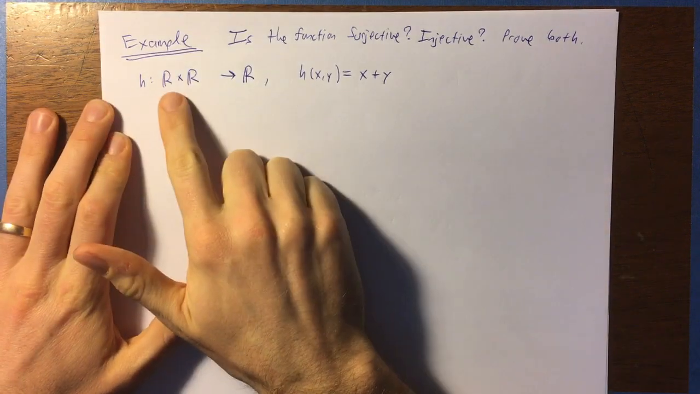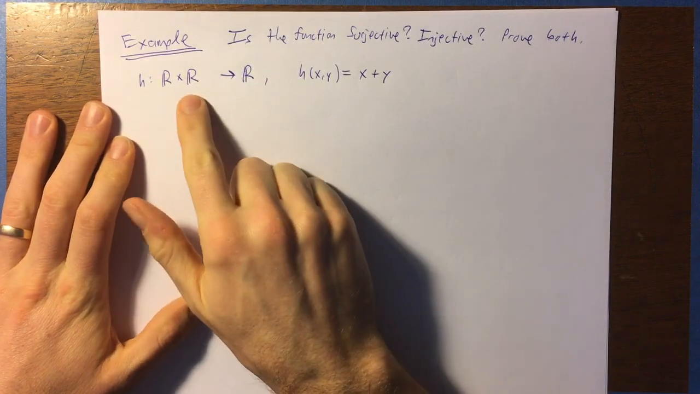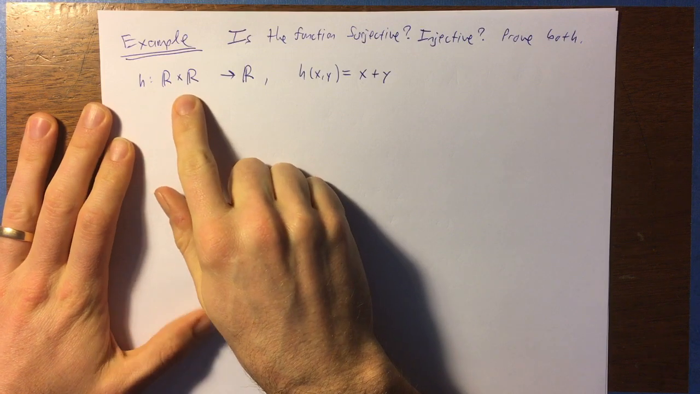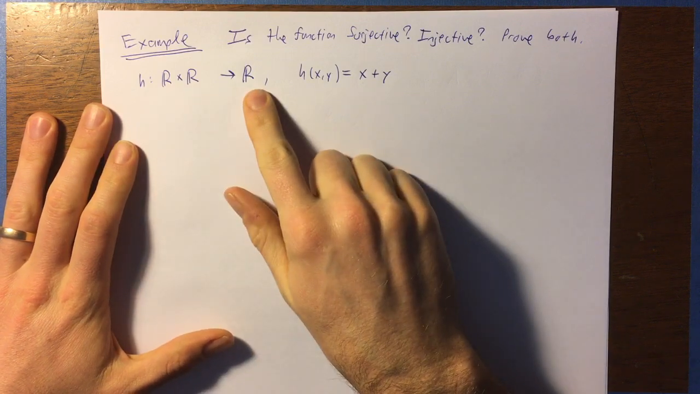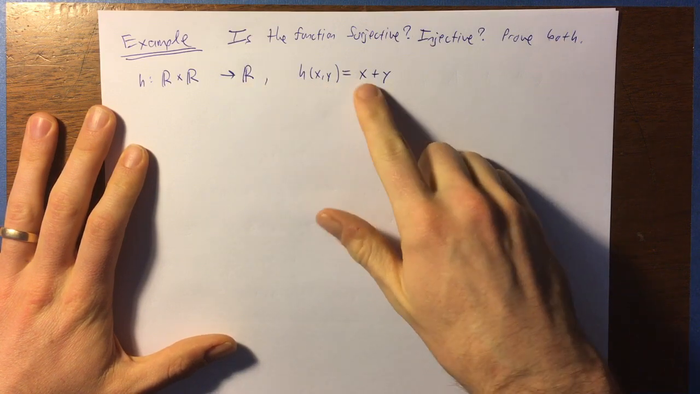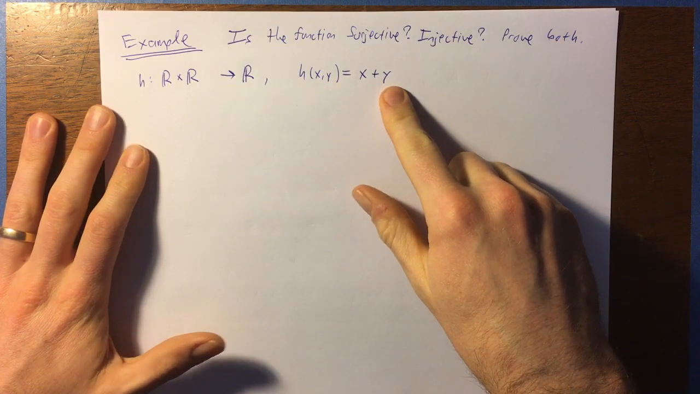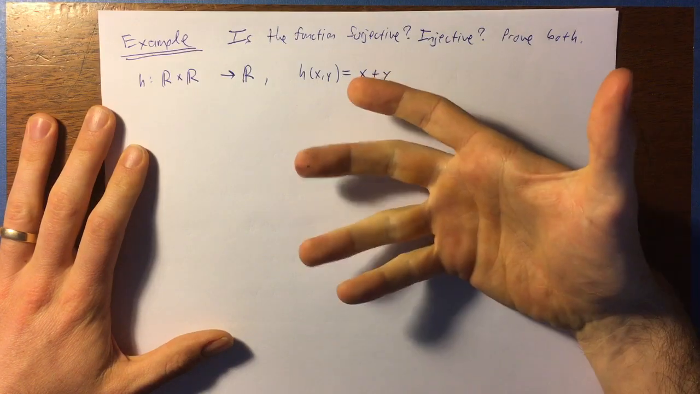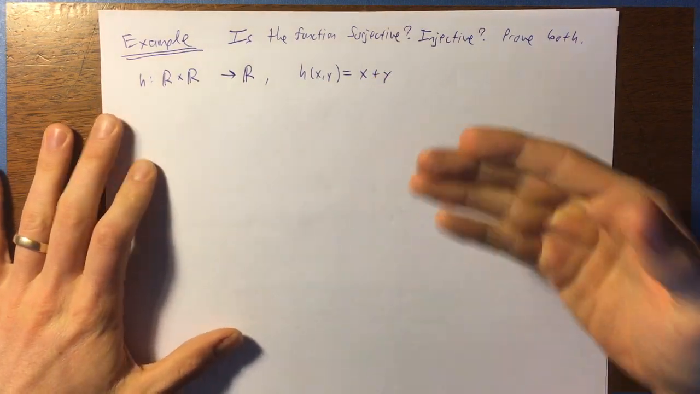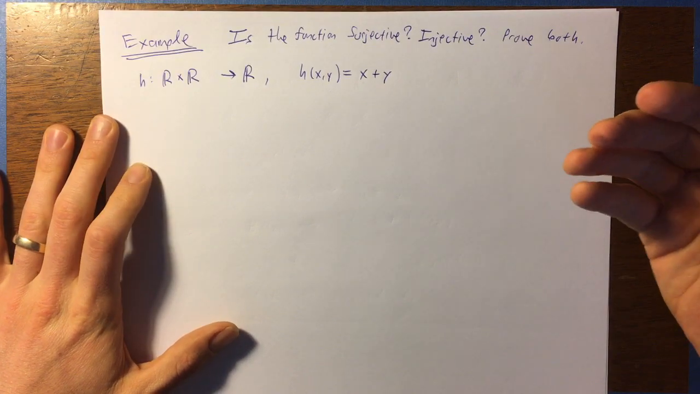It's a function that maps from R cross R. This is the Cartesian product, so this would be basically ordered pairs. And then it maps to R. So the function is this: h of (x, y) equals x plus y. Essentially, our input is an ordered pair, which is two real numbers, and we get our output by just adding those two real numbers together.